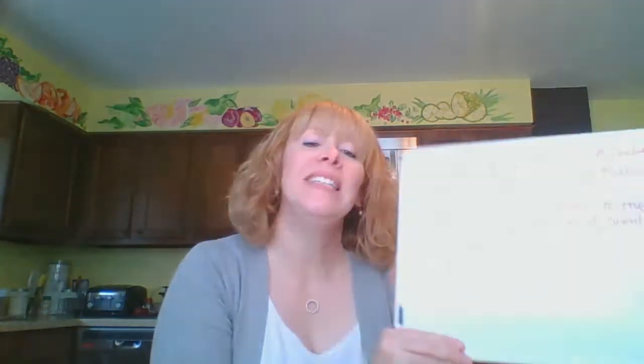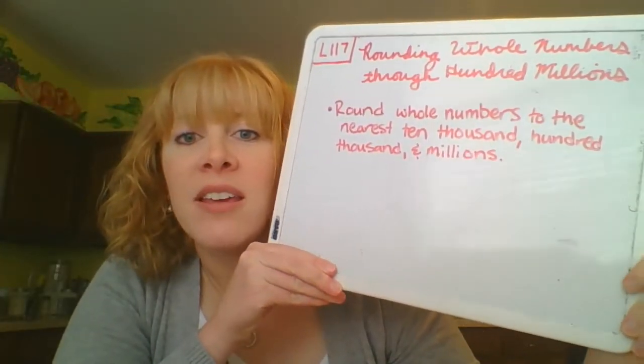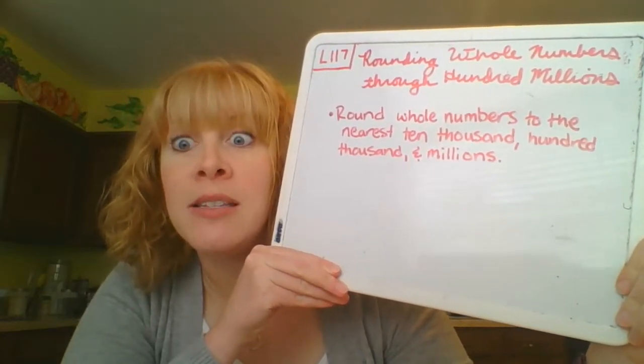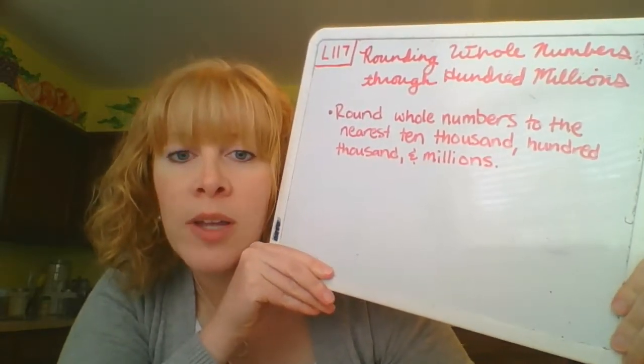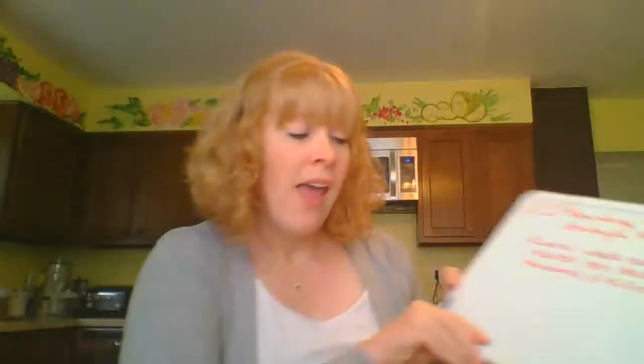Hi, third grade. I have your lesson 117 instructional video here. Lesson 117 goes over rounding whole numbers through hundred millions, and our objective is to round whole numbers to the nearest 10,000, 100,000, and millions.